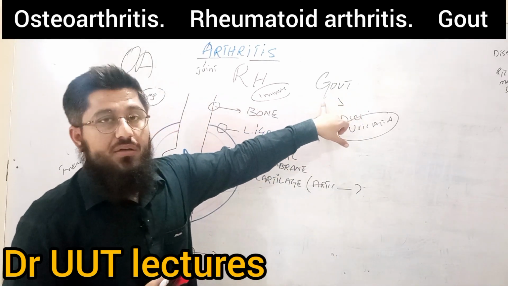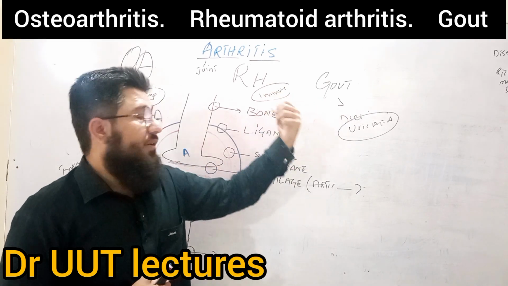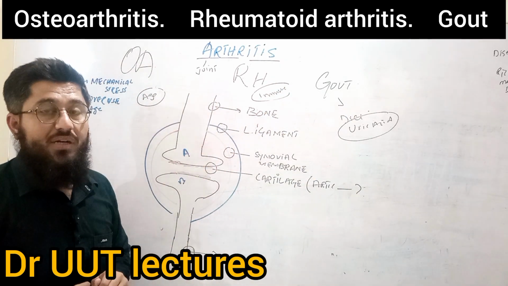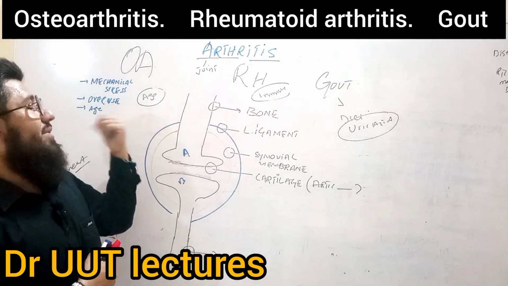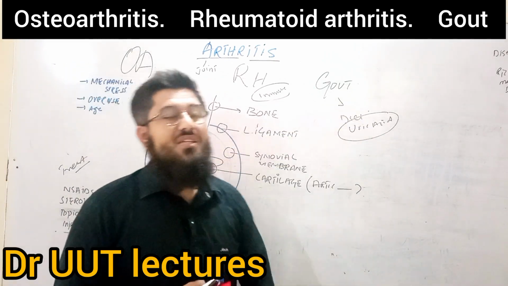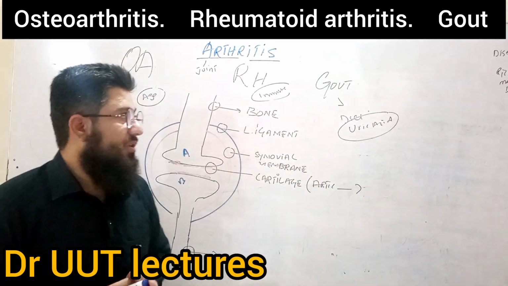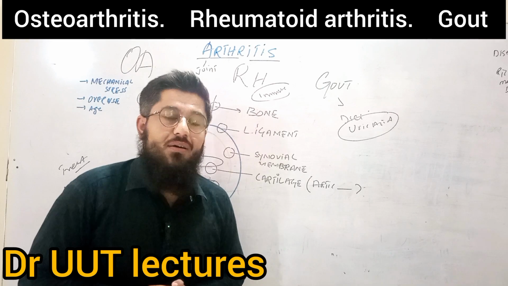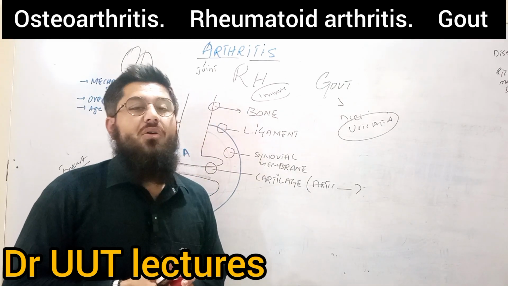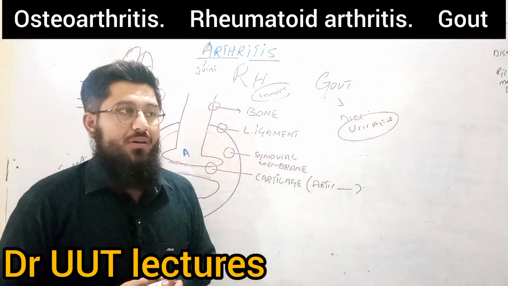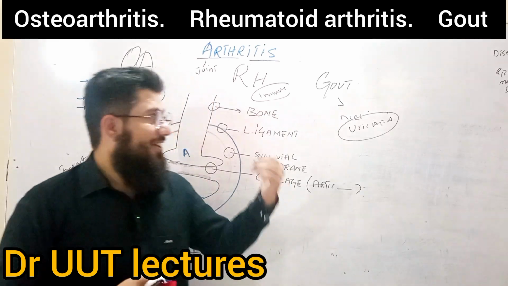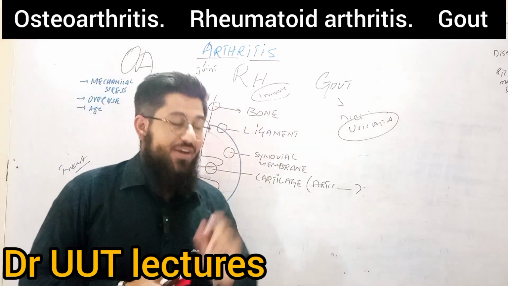So gout is because of uric acid, rheumatoid arthritis is because of the immune system, and osteoarthritis is because of mechanical stress and age. An interesting point I want to put in the discussion is that, from what I read, gout is called the disease of kings, or a rich man's disease. This is a very famous point regarding gout.